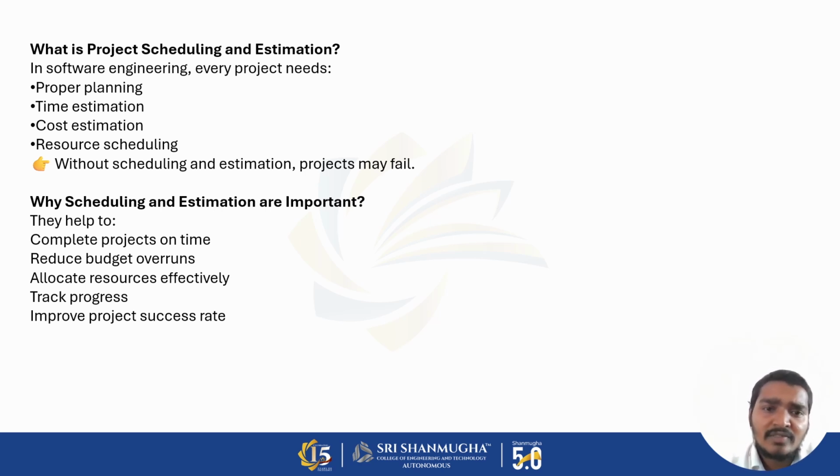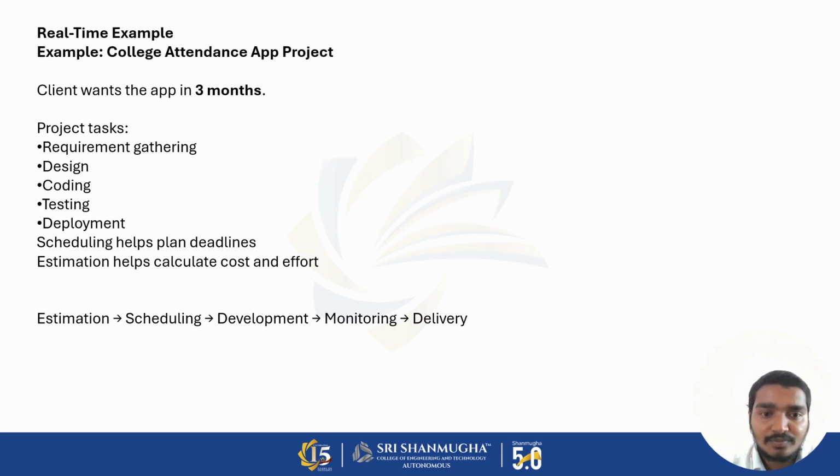In software engineering, every project needs proper planning, time estimation, cost estimation, and resource scheduling. Without scheduling and estimation, projects may fail. So why are scheduling and estimation important? They help complete projects on time and reduce budget overruns. They allocate resources effectively, track progress, and improve the project success rate. So it is the main important task in project scheduling and estimation.